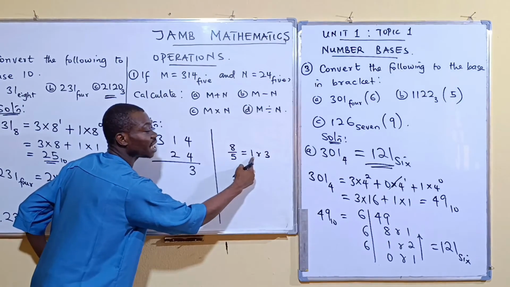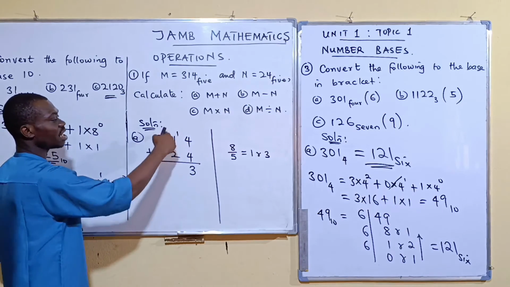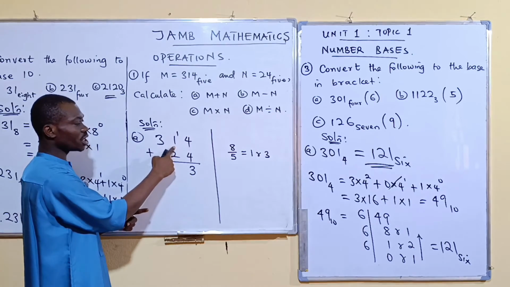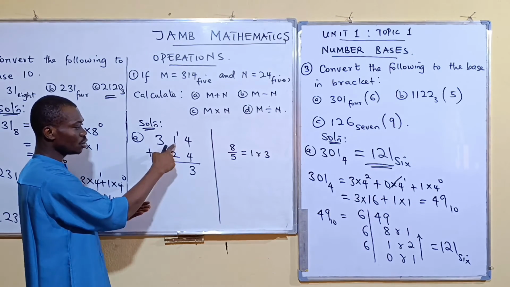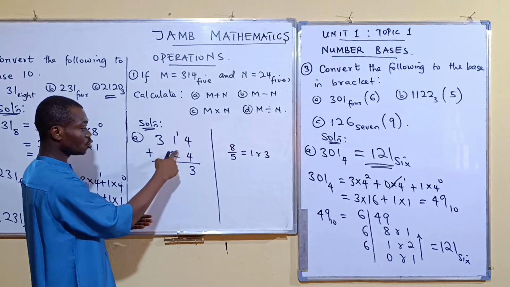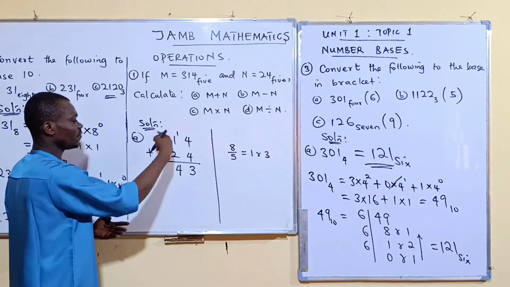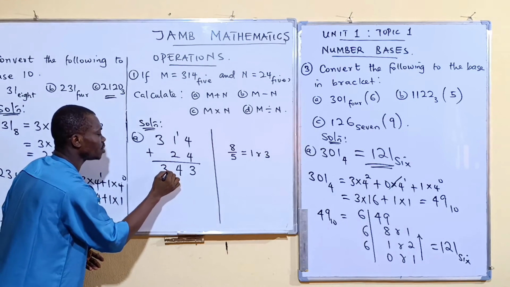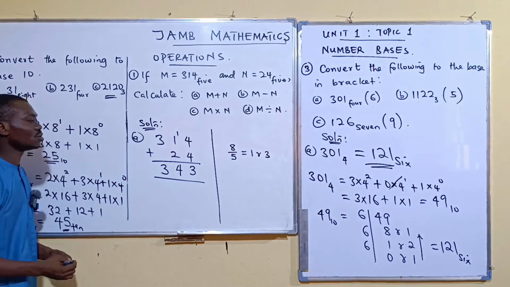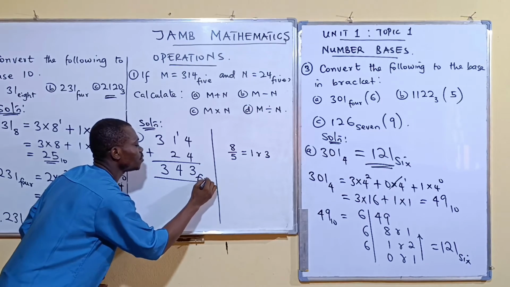And that 1 that I got, I will carry it over here. And then when it comes here, it becomes 2. So see what you now do. Remember you are doing addition, so 2 plus this is going to give us 4. And then finally you will bring down your 3 here. And that is your solution in base 5. So you can put base 5.